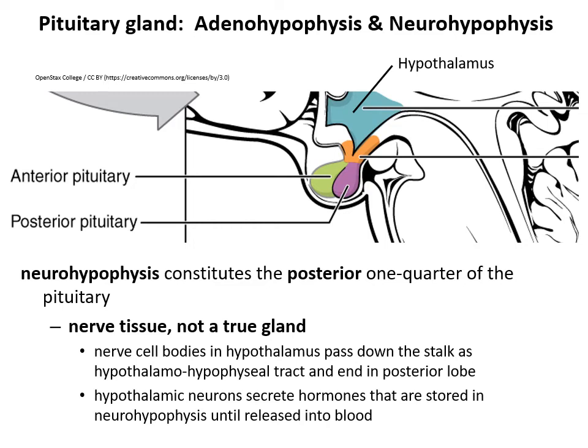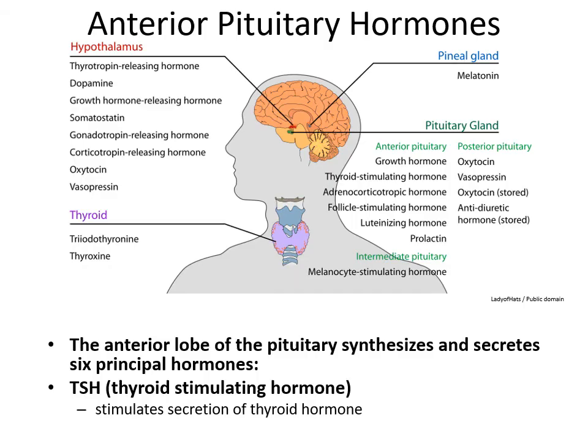The neurohypophysis, otherwise known as the posterior pituitary, is nerve tissue. It's not really a true gland. There are nerve cell bodies in the hypothalamus that pass down the stalk and end in the posterior lobe. The hypothalamic neurons secrete hormones that are stored in the posterior pituitary and released into the blood.